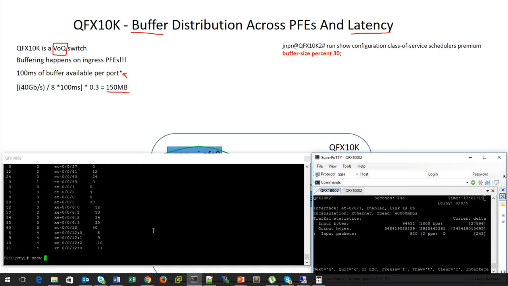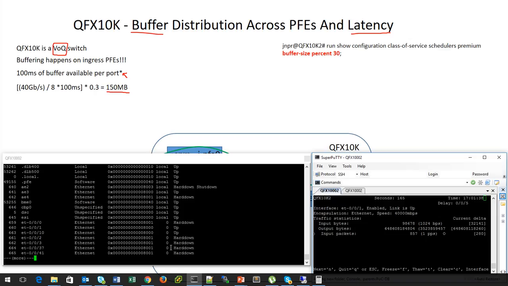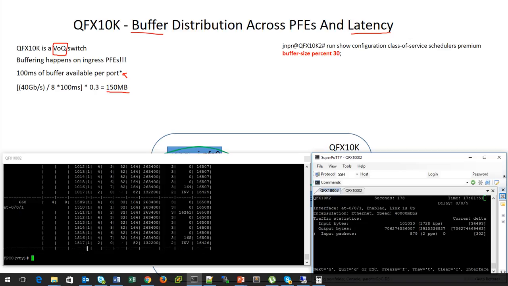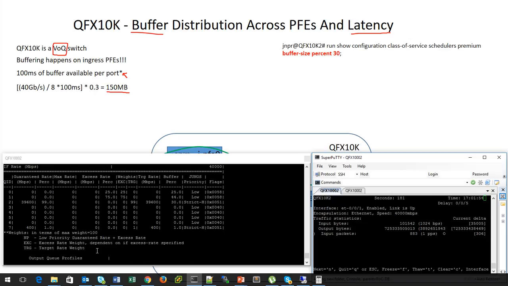Then I want to find the index of the port that is the egress port. Because again, when we apply schedulers, we are applying schedulers on the ingress port. And my ingress port is this one, ET001. So show IFD brief. And ET001 has this particular index, 660. And here I can check how the packet forwarding engine is programmed.